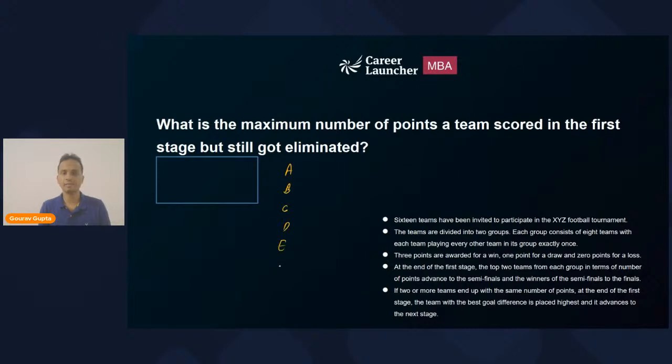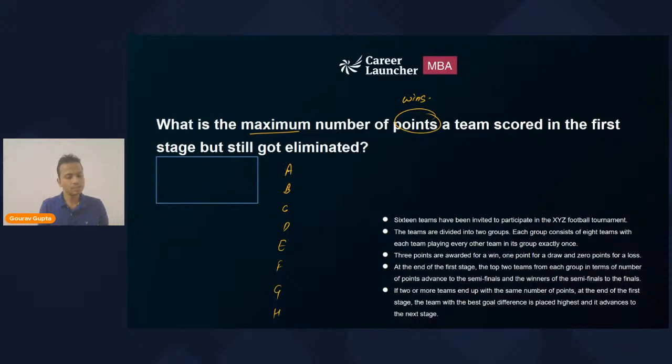So there are 8 teams, right? Now we have to maximize the number of points. So that means we should be maximizing the number of wins as well. So you can change the question to: what will be the maximum number of wins a team scored in the first stage but still got eliminated?